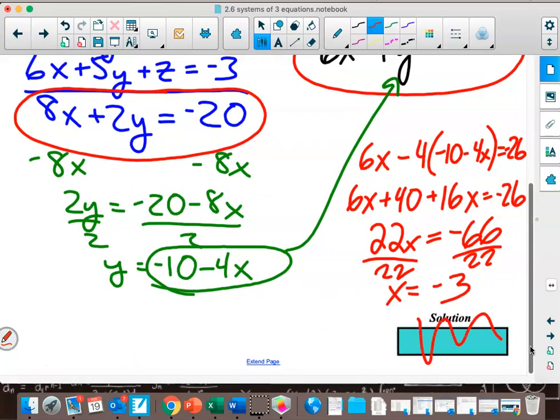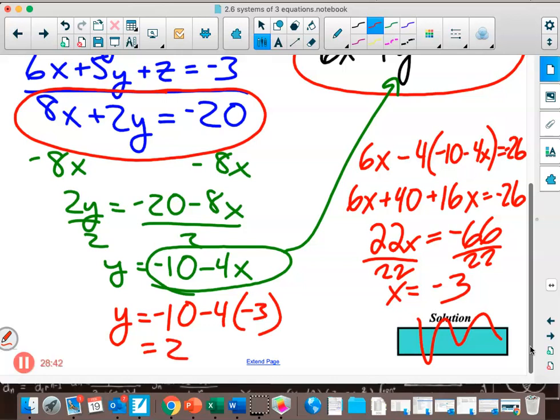Okay, subtract 40. What's negative 26 minus 40? Okay, x equals negative 3. So if x is negative 3, how do I find y? Plug it in. y equals negative 10 minus 4 times negative 3. This is negative 10 plus 12, which is 2. I've got x, I've got y.